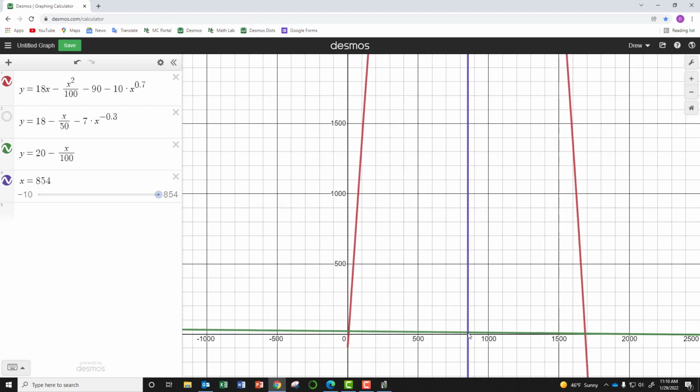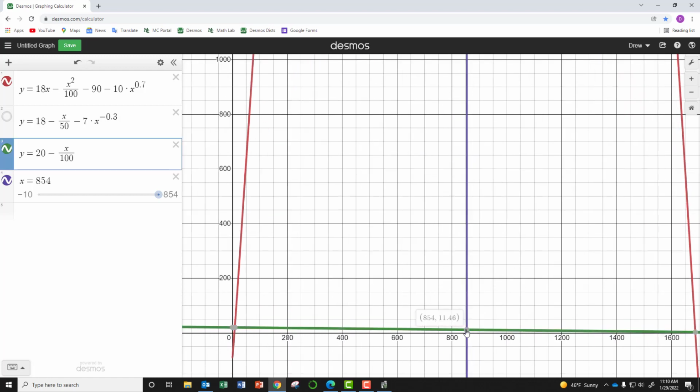Let's see where we end up on this green curve. The ideal price would be $11.46. So if you want to maximize your profits, first manufacture 854 candles and then show up to the farmer's market and sell those candles at a price of $11.46. Okay?